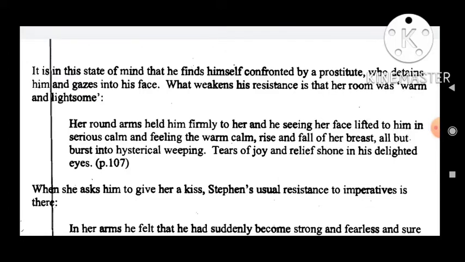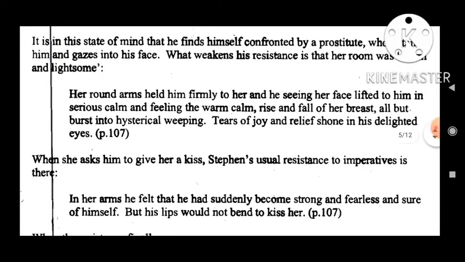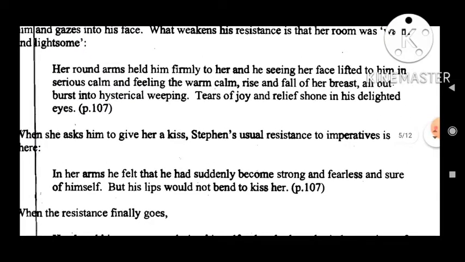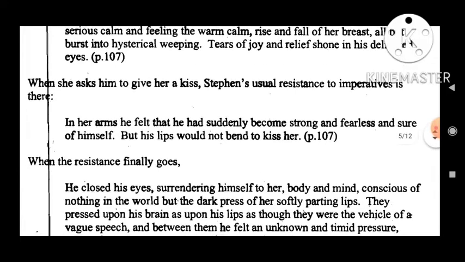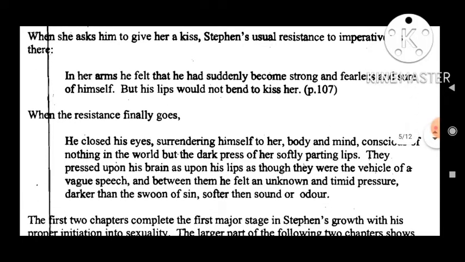What weakens his resistance is that her room was warm and lightsome. Her round arms held him firmly to her, and seeing her face lifted to him in serious calm, and feeling the warm calm rise and fall of her breast, he all but burst into hysterical weeping. Tears of joy and relief shone in his delighted eyes. When she asked him to give her a kiss, Stephen's usual resistance to imperatives is there. In her arms he felt that he had suddenly become strong and fearless and sure of himself, but his lips would not bend to kiss her.